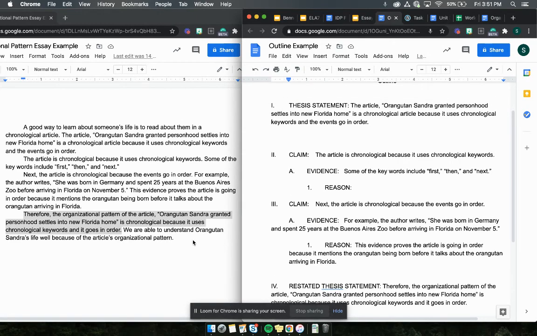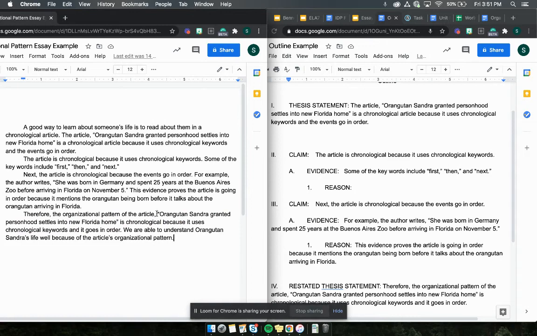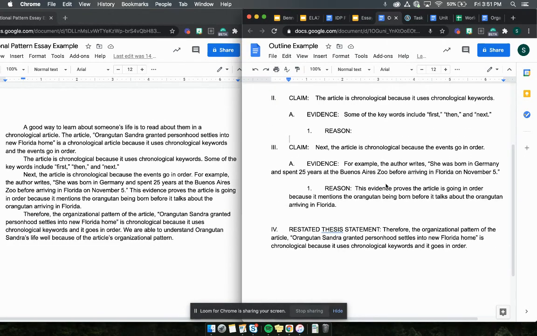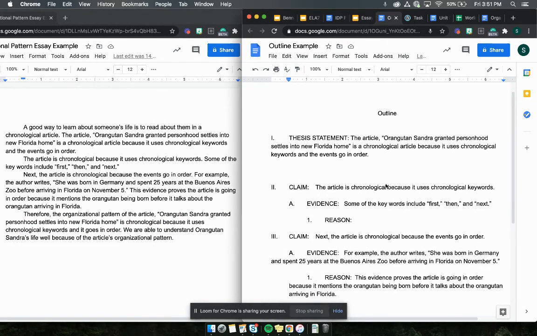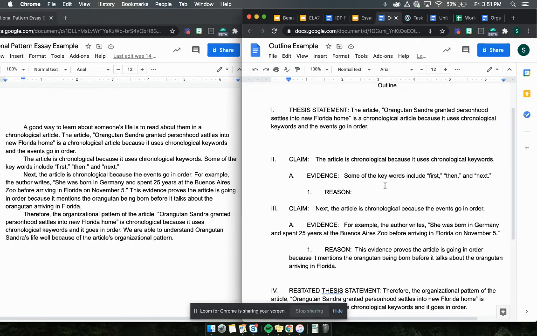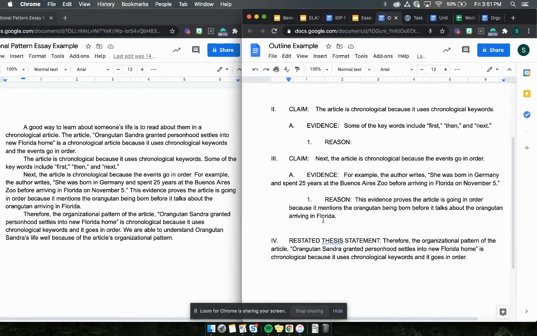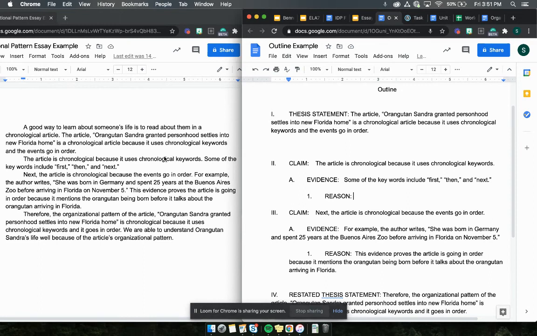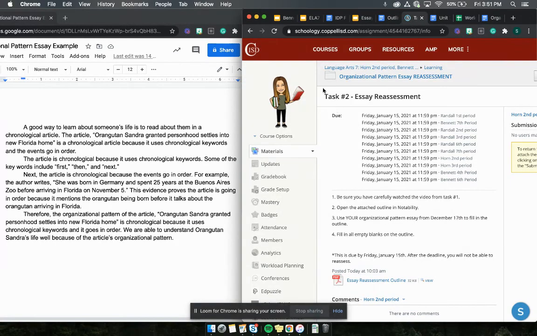Once you are done transferring the information from your essay to your outline, then you will need to submit your completed outline. There should be no blanks. So like right here, that should not be a blank. Every single spot should be filled in. If you don't have it in your essay, then you're coming up with it now, and you're adding that information now. Once you're done, you will go back to Schoology. You will submit it here to task number 2, essay reassessment, and you'll get this submitted.